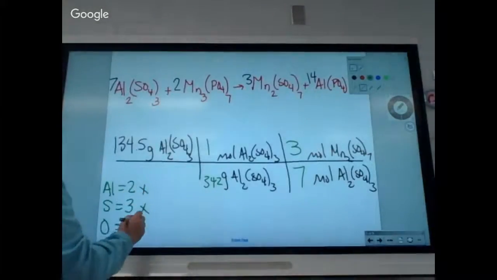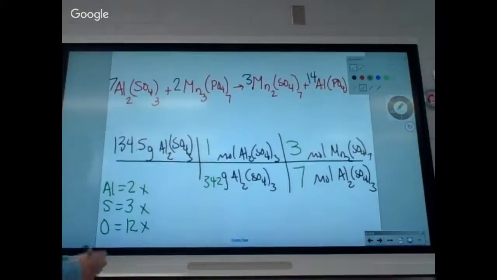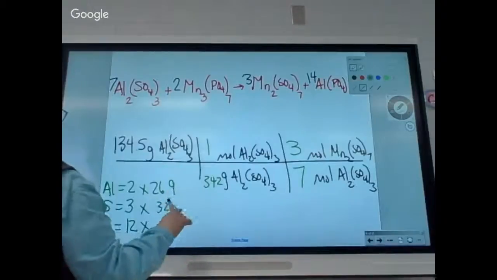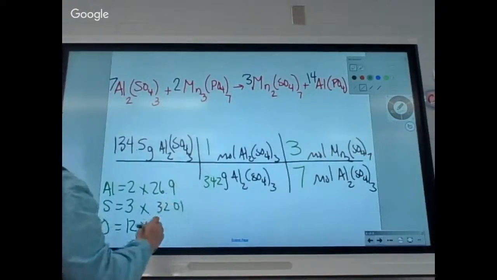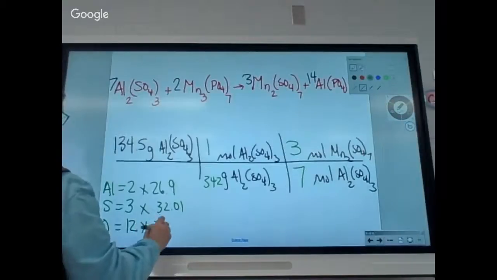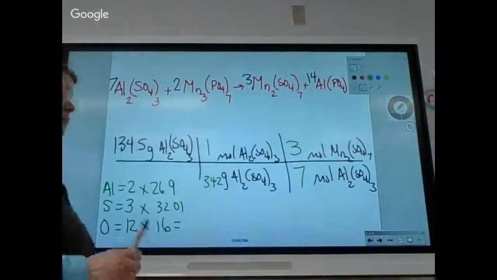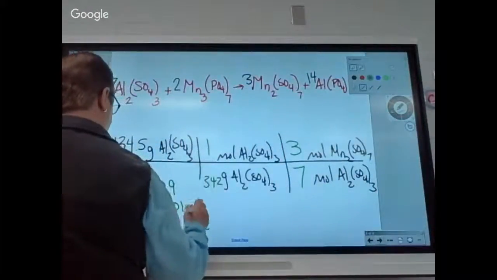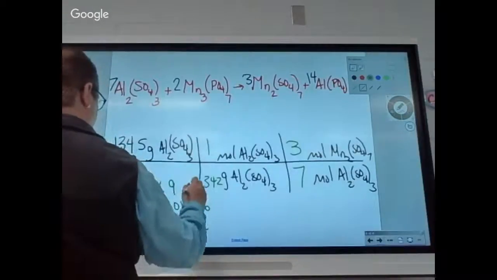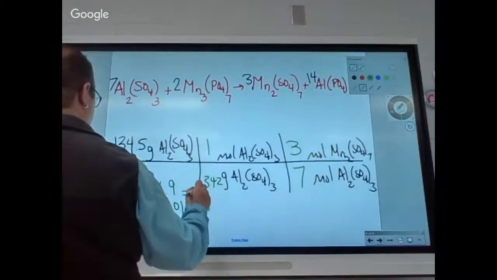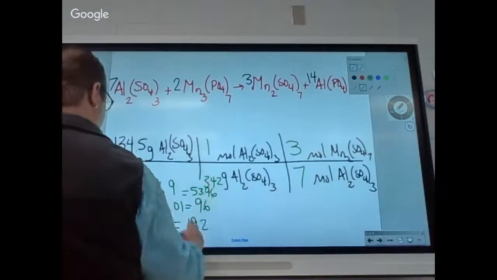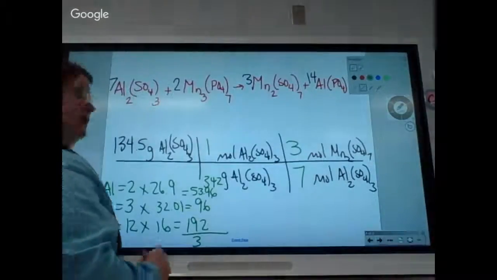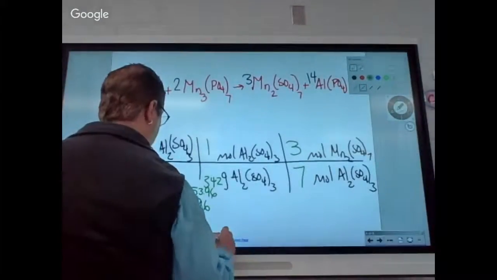Can I use whole numbers or do we want decimals? I think it's 32.01. Can't swear to that though. It's 192. Yeah. That should be around 53 point. 342 is the rough estimate. 342 point what? Thank you.